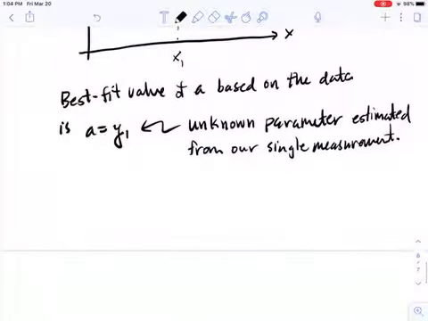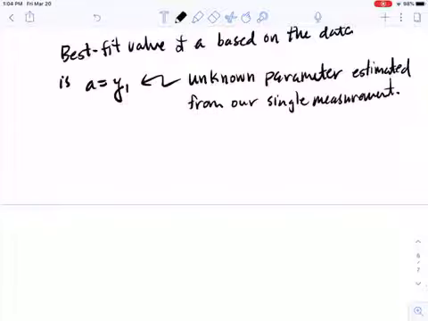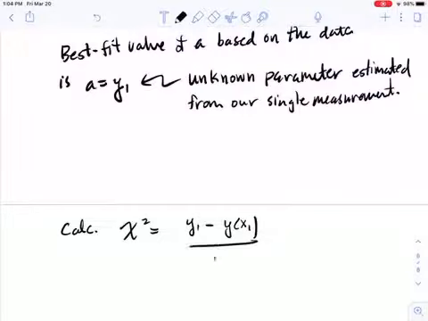Okay, so what I want to do with this is I want to calculate chi-squared. So let's just calculate chi-squared. We only made one measurement, so we only have one term in our chi-squared, and it's the measured value minus the calculated value based on our model divided by sigma 1. But our model was just y is equal to a, and we said our estimate of a is just y1, and so what we get is 0.